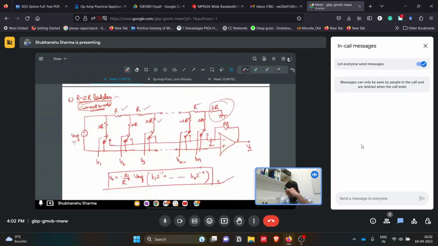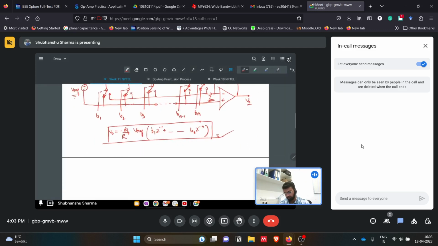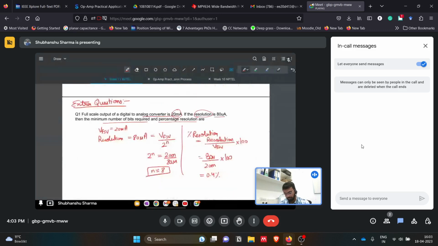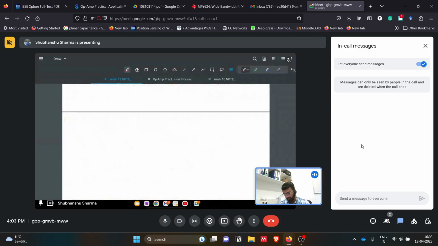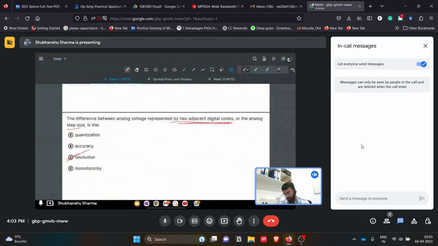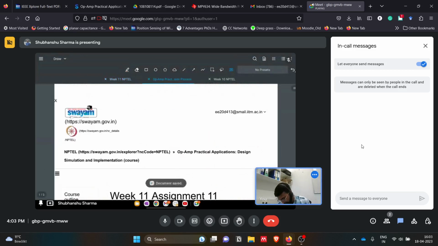Then we came to R2R ladder circuits, and we saw the current mode of that, because here we were getting the current, and how it is working. This was the output equation, and we saw some extra questions. You can refer to these for your exam preparations, and we also solved the assignment questions. Okay.